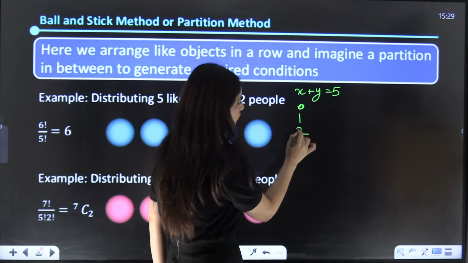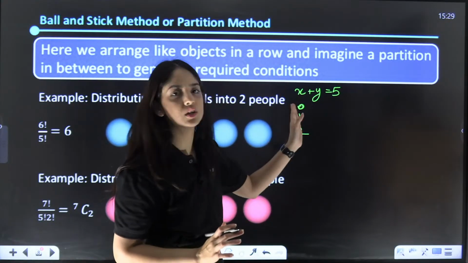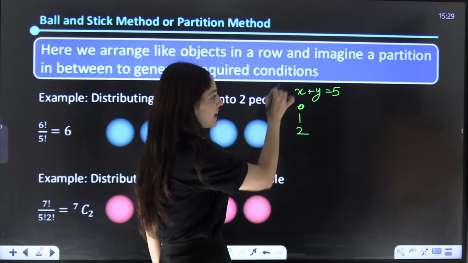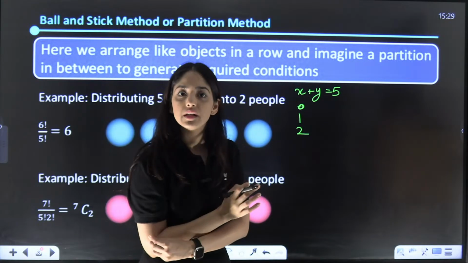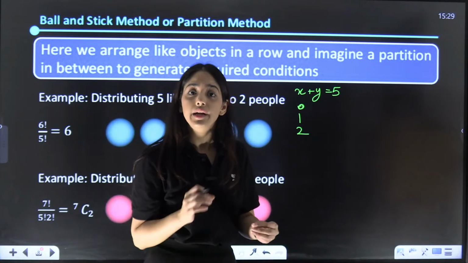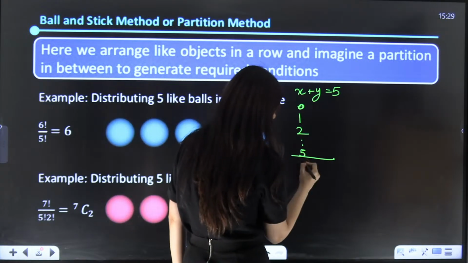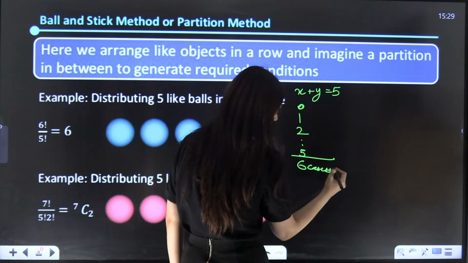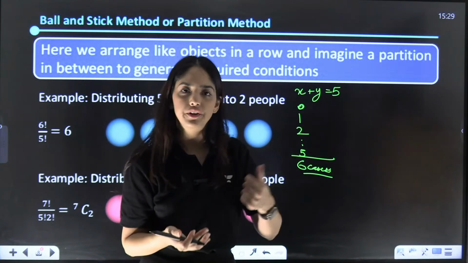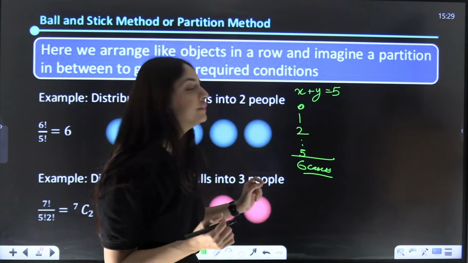If we fix it to 2, we know what y is going to be. So how many options for x are there? 0 to 5, that is 5 plus 1, 6. And for all of these 6 cases, there is exactly one possibility for y. That means in total 6 ways of distributing these 5 identical balls into 2 people. So in total we have 6 cases. This is one way of solving this that we have already discussed, when we count all the possibilities.